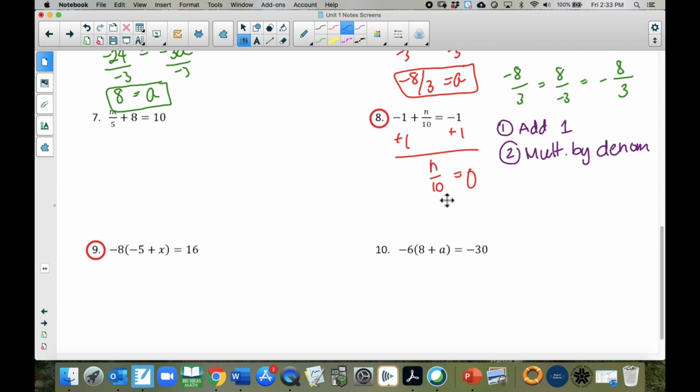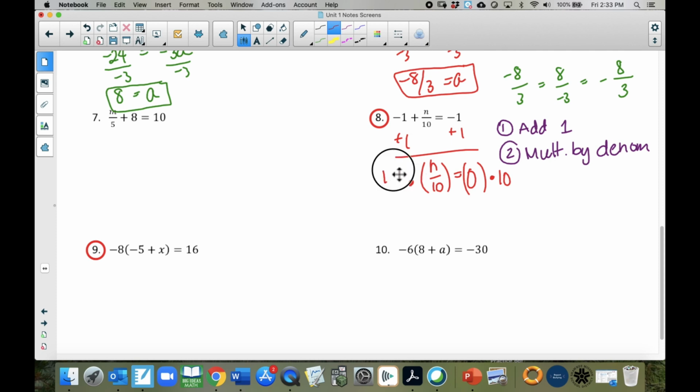It has a 10 in the denominator, that's the bottom. So we need to multiply by 10. Okay, so that's what we're going to do. And when I do that, I'm going to put parentheses around it just to clarify. But on the right-hand side, I'm going to say times 10. That's what I'm doing. On the left-hand side, I'm going to do the same thing. We have to do the same thing to both sides.